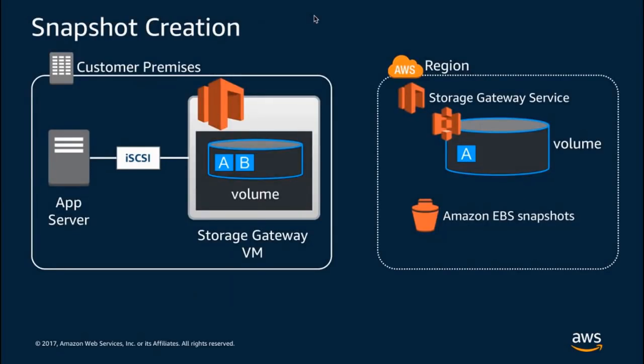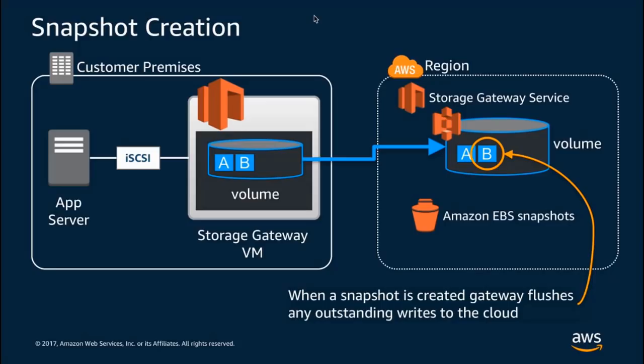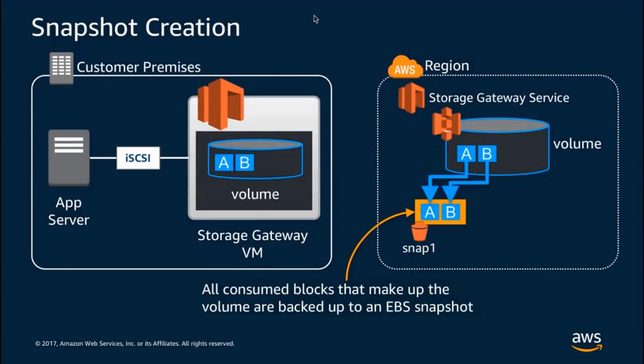If we look at how a snapshot gets created in this instance, we have a volume on premises that is partially mirrored up to the cloud. So in this instance, that piece of data B would go up to the cloud when a snapshot is requested. And the snapshot that's taken would contain all of the volume as it was written up into the cloud, as it was stored in the cloud.